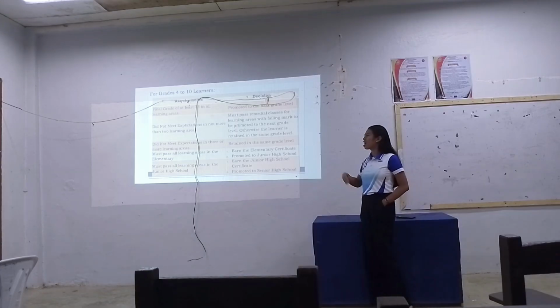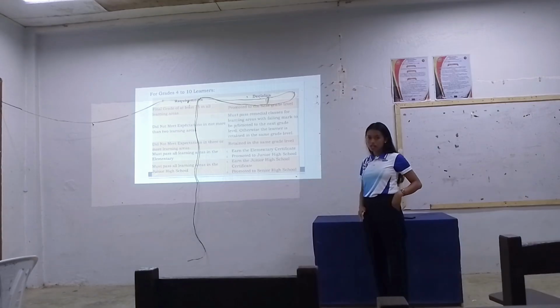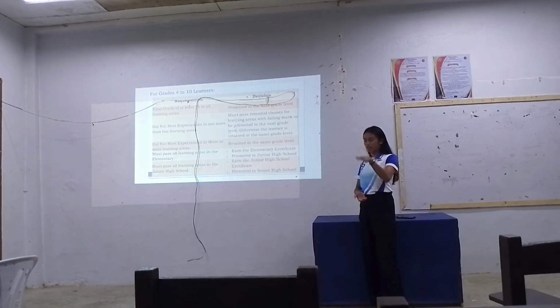If you did not meet expectations in three or more learning areas, you, the student, will be retained in the grade level. Next, you must pass all learning areas in elementary, earn the elementary certificate, and be promoted to junior high school. Once you have the certificate for graduating elementary, you can proceed to junior high school.